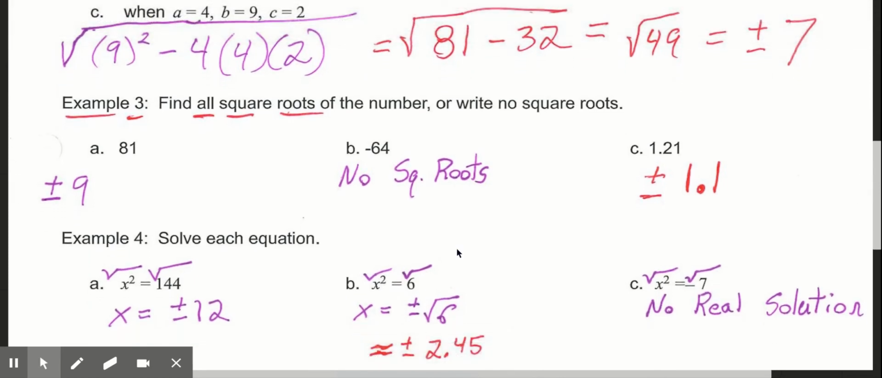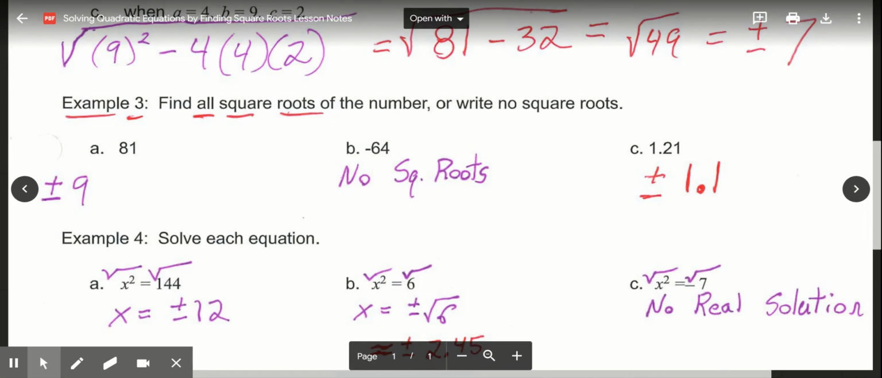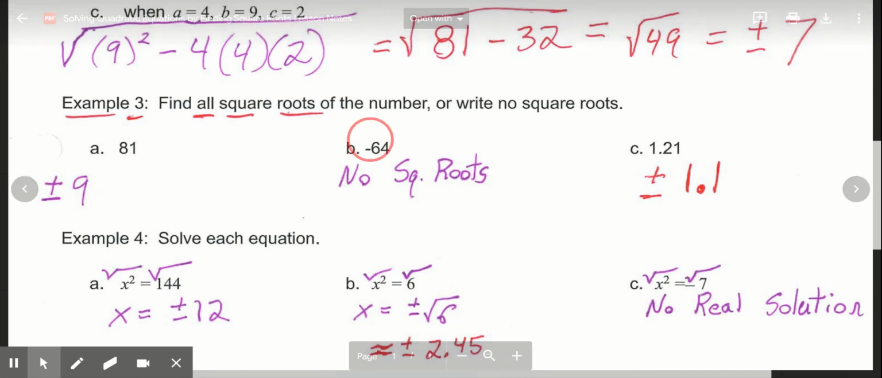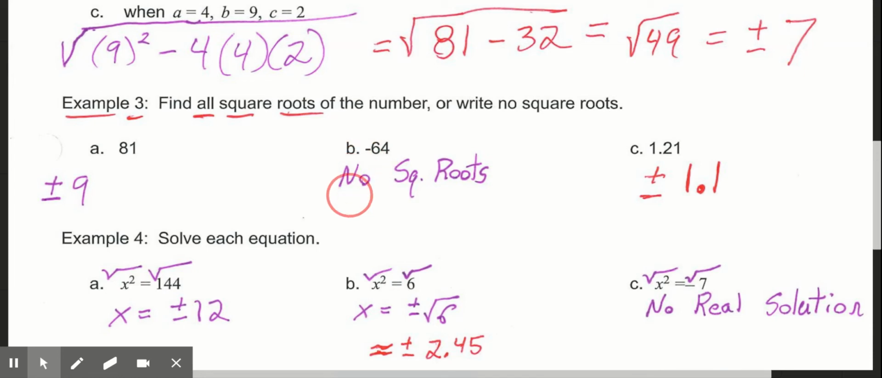Example 3 simply says find all square roots of the number or write no square roots. So when they say find all square roots, they mean consider the positive or negative. So if it's a positive number, we will always have a plus minus for all the square roots. Square root of 81 is a positive or negative 9. In B, if it's a negative value, there's always no square roots.